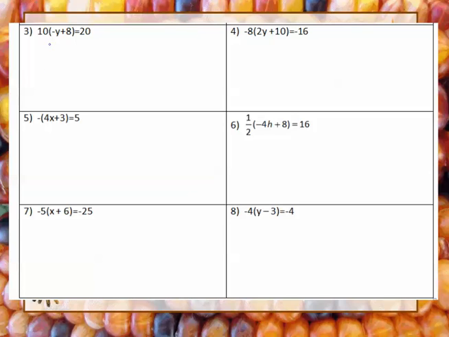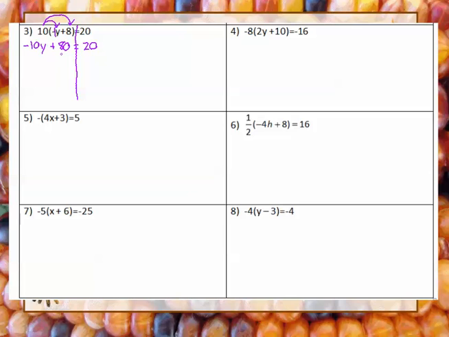So if we look at number 3, we're solving, so I can draw my line down the equal sign. Do I have any distributive property? Yes, I do right here. The 10 is being multiplied by that negative 1, and the 10 is being multiplied by that 8. Remember, there's a ninja there, negative 1. So 10 times negative 1 gives me negative 10y. 10 times 8 gives me positive 80 is equal to 20.